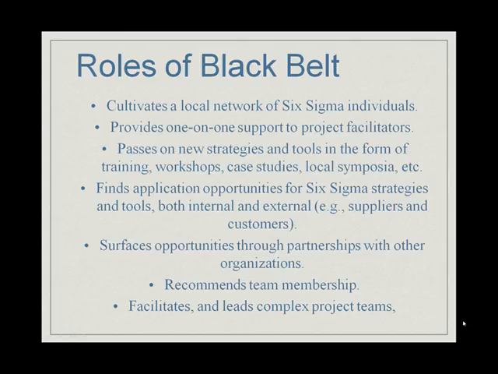The black belt is the next higher level. They cultivate a local network of Six Sigma individuals. They provide one-on-one support to project facilitators. They pass on new strategies and tools in the form of training, workshops, case studies, local symposias. They find applications and opportunities for Six Sigma strategies and tools both internally and externally, with your suppliers. They surface opportunities through partnerships with other organizations. They recommend team membership, they facilitate and lead complex project teams, and quite often they serve as mentors to the green belts in the organization.